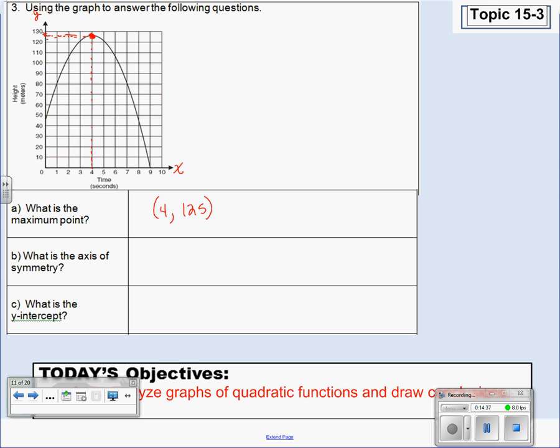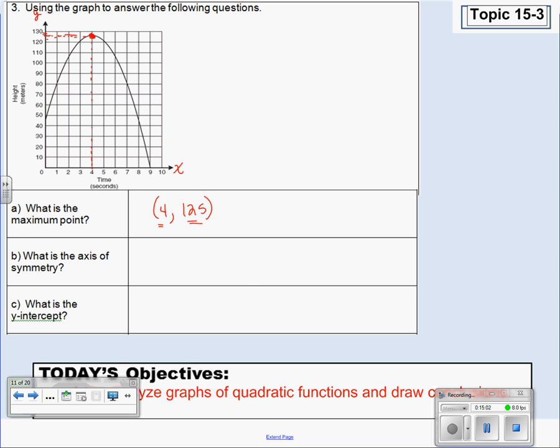So a question that could be asked is, how much time needs to pass for this graph to reach the maximum point? And you would answer 4 seconds. Or it could ask, what is the height that will be reached when it reaches the maximum point? And then your answer would be 125 meters. So from this one coordinate, we could ask several questions.